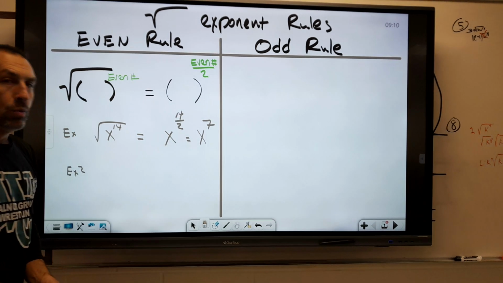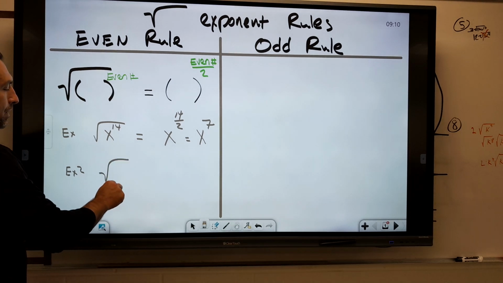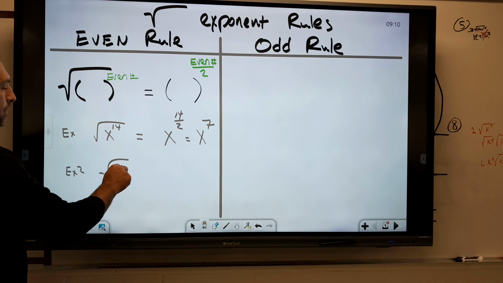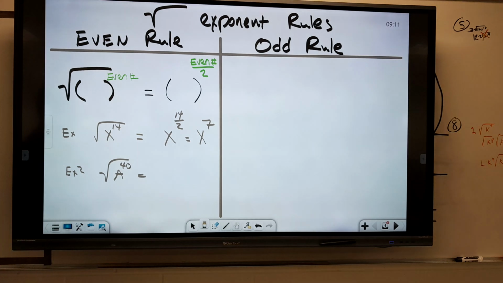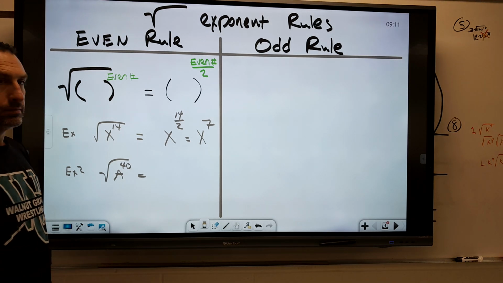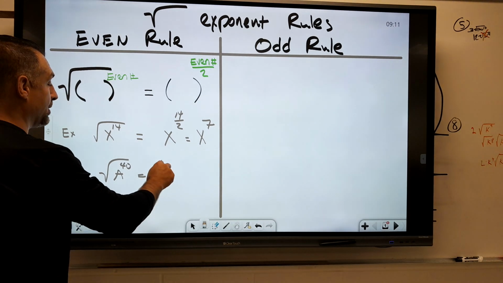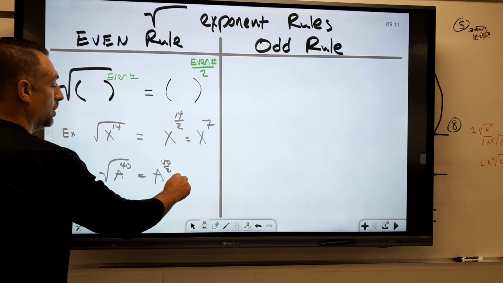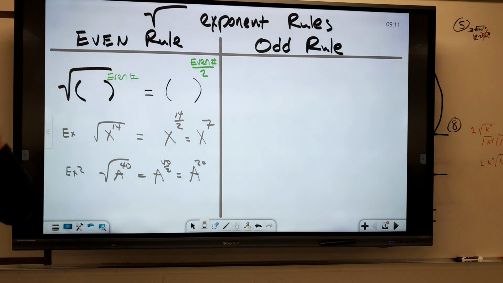So, for example, what if I had the square root of a to the 40th? What do we do with the 40? Divide by 2. It becomes a to the 40 over 2, which is a to the 20th. Good.